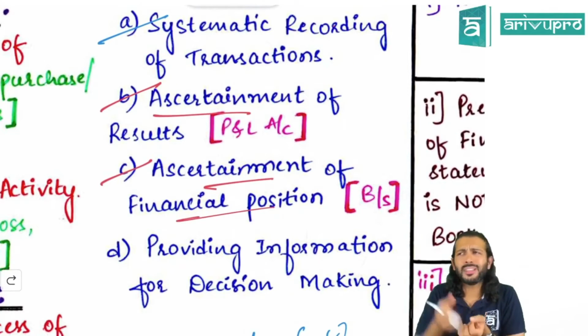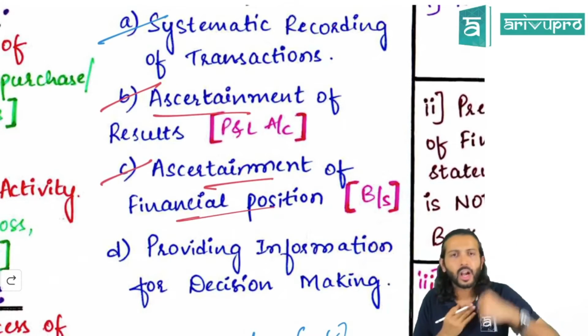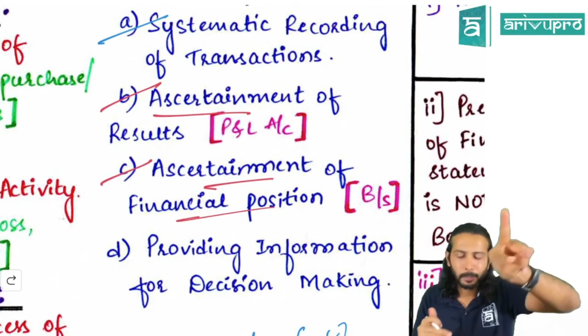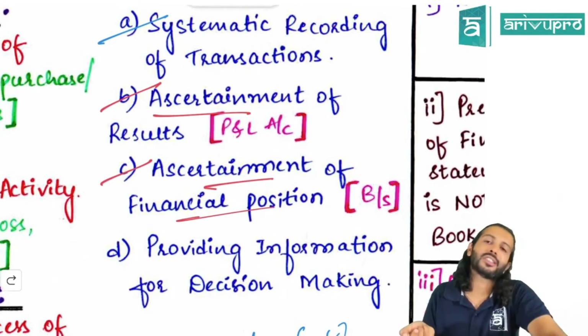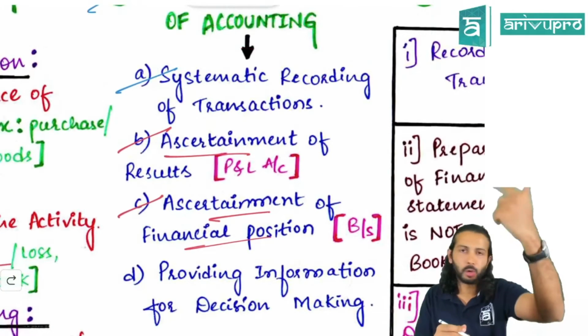Financial position means the position of assets and liabilities: how much asset I have, how much liability I need to pay. By preparing a balance sheet, you will be able to ascertain that. That is also one of the objectives of accounting, and you'll be able to achieve that.